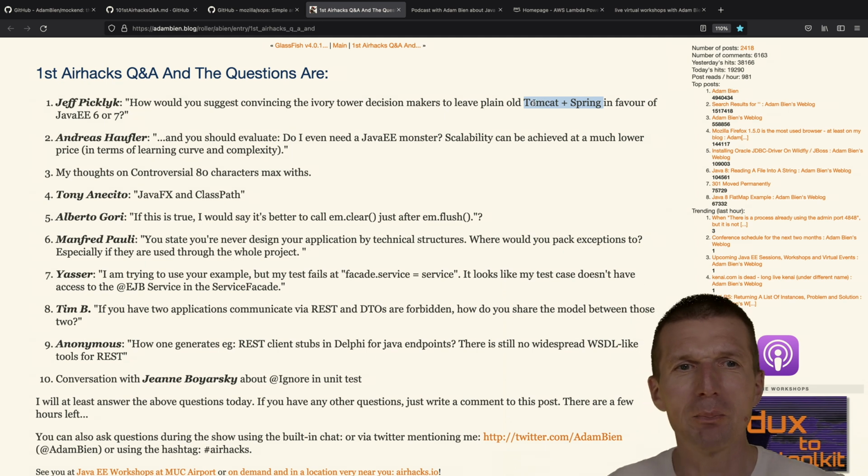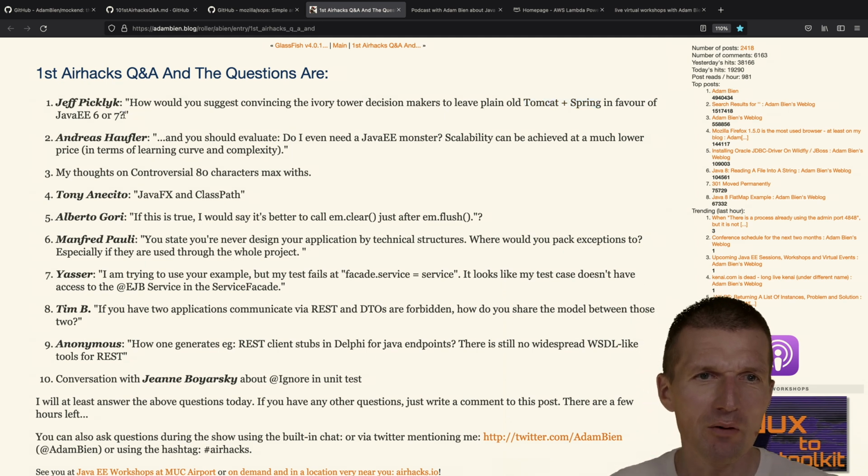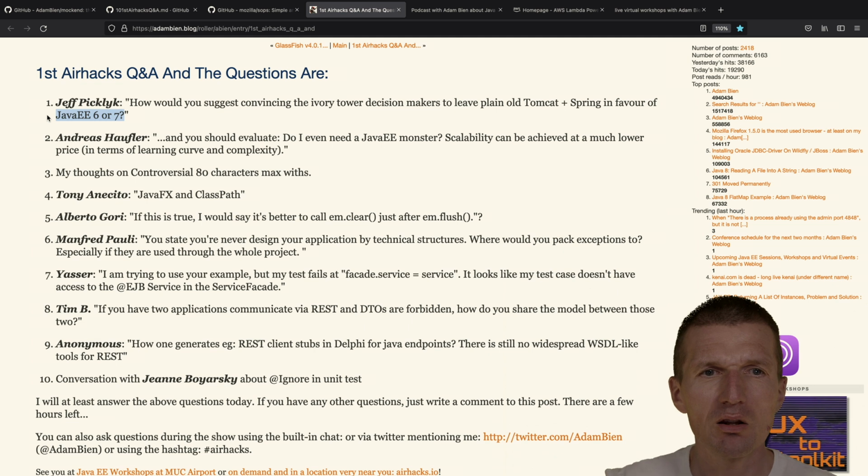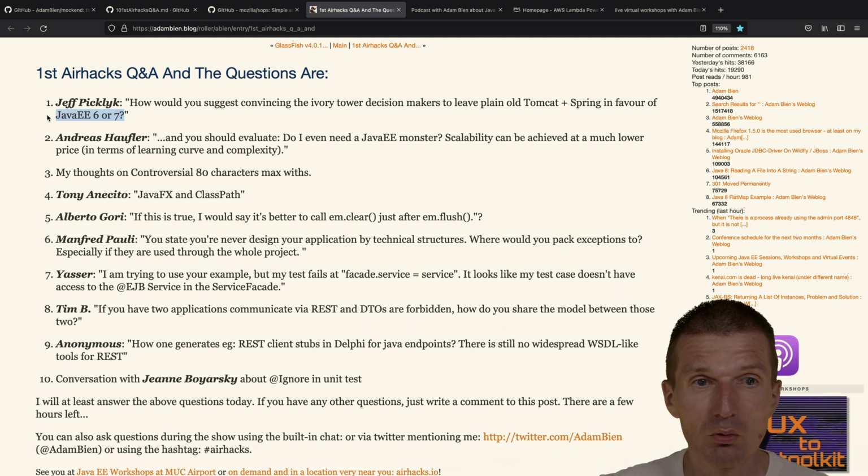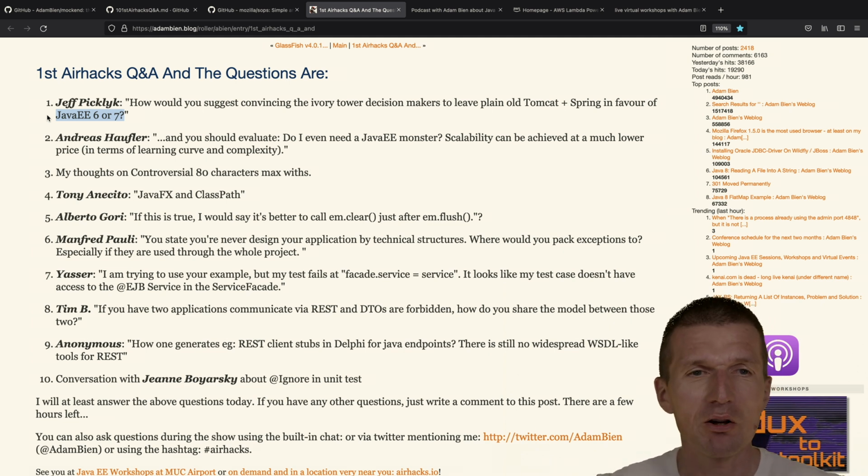If you migrated back then to Java 6 or Java 7, now you could easily migrate to something like Helidon or Quarkus, or you could just keep it running on Payara and move to Payara Cloud if you like.